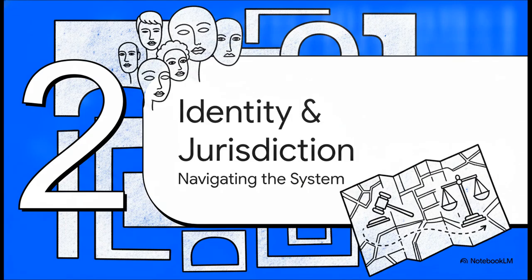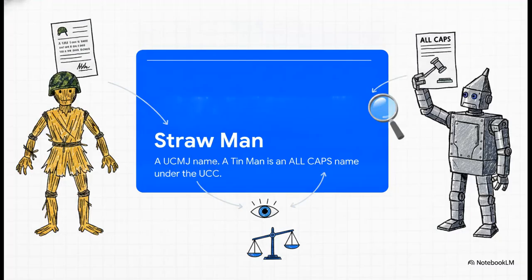Moving right along to Section 2, identity and jurisdiction. Building on that foundation we just talked about, the material introduces a very specific and highly detailed way of looking at personal identity. Now this is where it gets really interesting. In this framework, jurisdiction is determined entirely by typography. Yes, literally how a name is typed out.